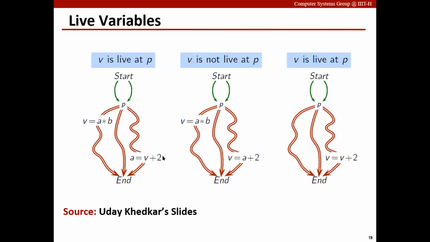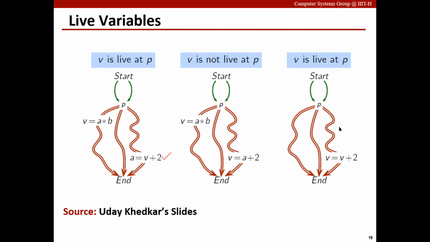But on the contrary, on the rightmost path, on the third path, variable V is occurring on the right hand side, and it is occurring on the right hand side before it is being defined at any point along this path. So this particular instruction contributes to the liveness of the variable V at the program point P.